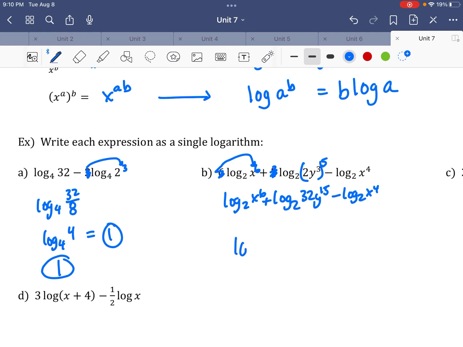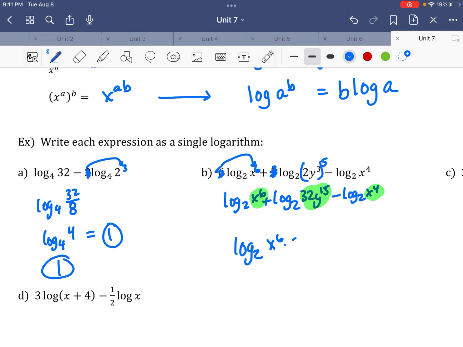Okay, so I'm going to write this as one log, base 2. So it's important to notice here I have x to the 6th, I have this expression, and then x to the 4th. Those are the pieces that I'm going to write after log.